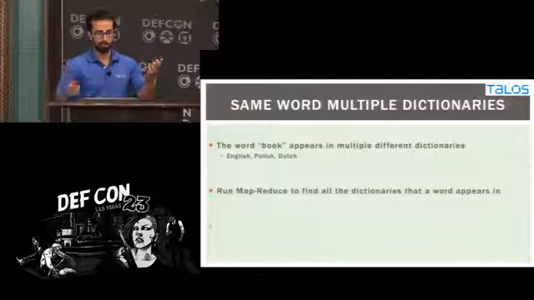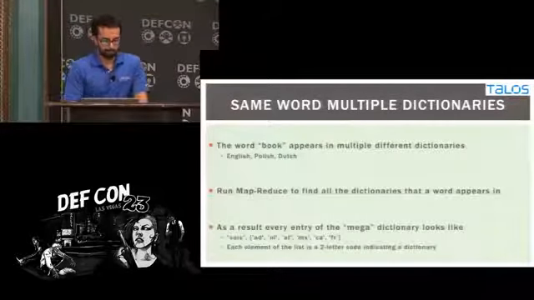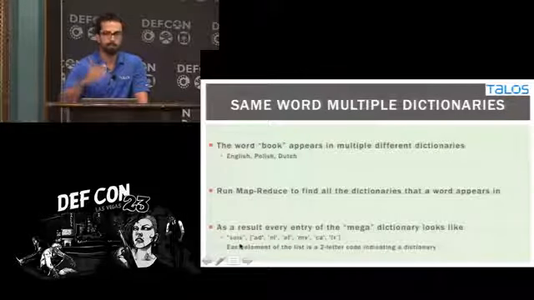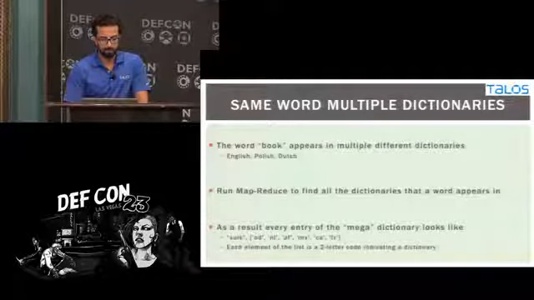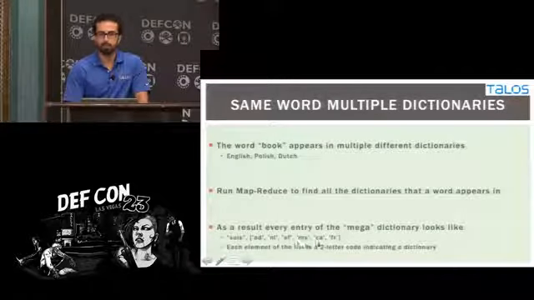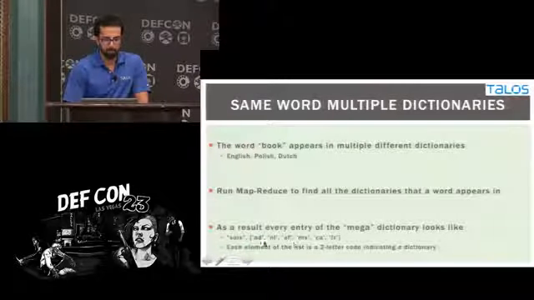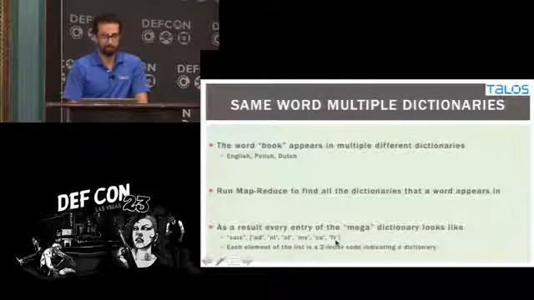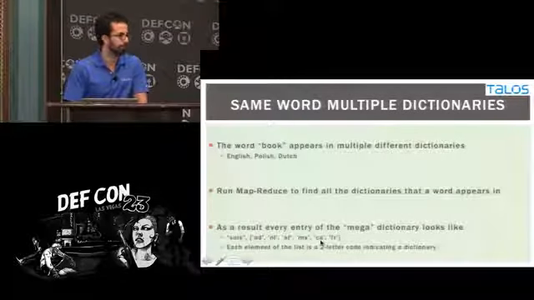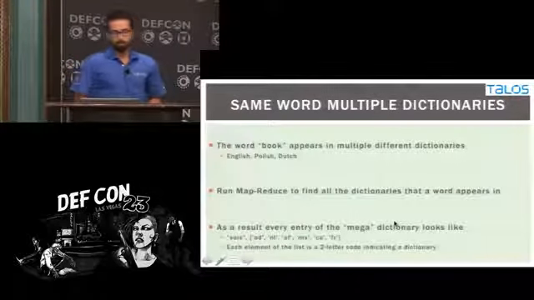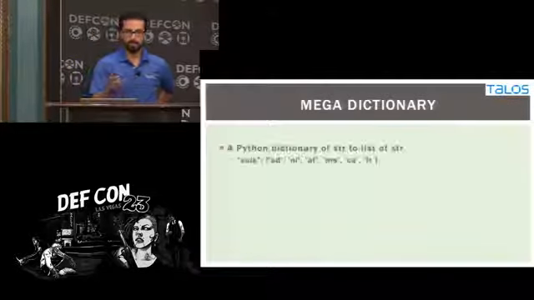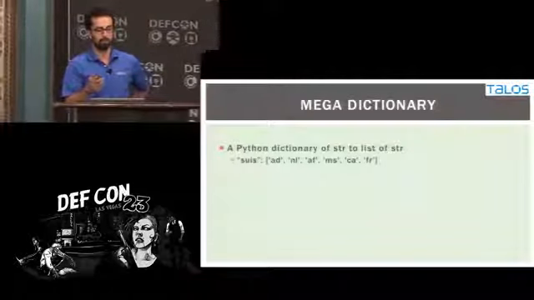So the result of this looks like something like this. For each given word that I have in these dictionaries, I have a list of dictionaries that word appears in. So here in this example, suis appears in the French dictionary, in the Catalan dictionary, and a bunch of others. So this is, at the end, what my mega dictionary is going to look like.